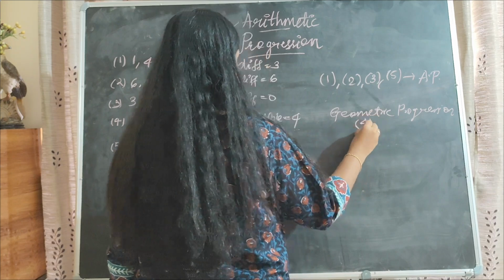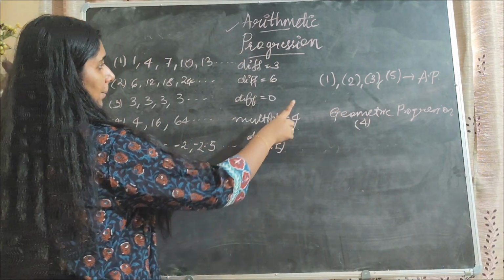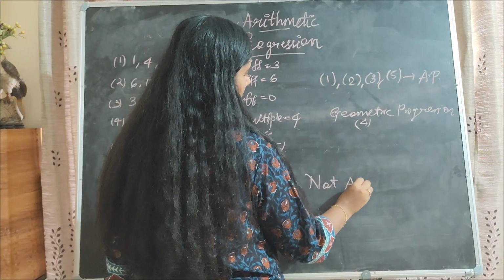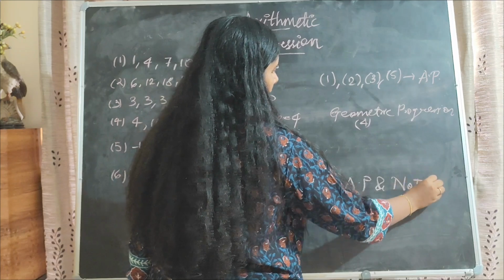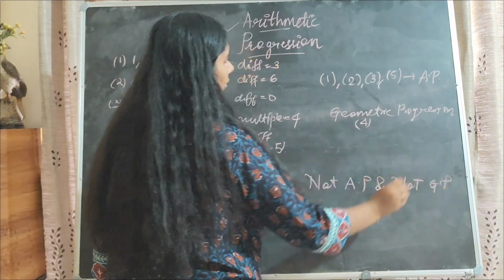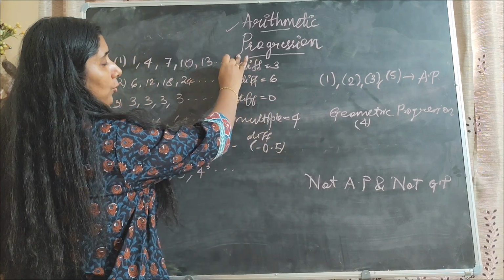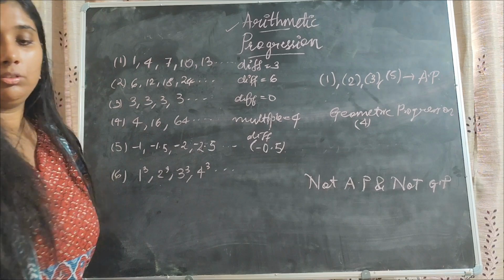Number 4 is a geometric progression. And if you observe, number 6 is not an AP and not a GP. Not an arithmetic progression and not a geometric progression. In our syllabus, we don't have geometric progression. We have only arithmetic progression. Please note this down.